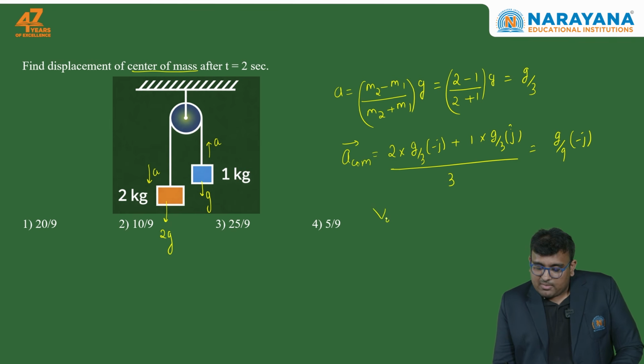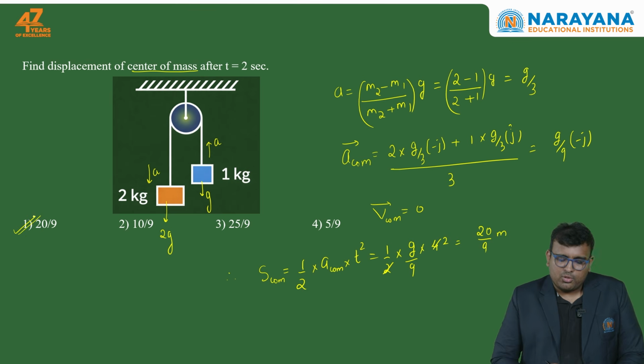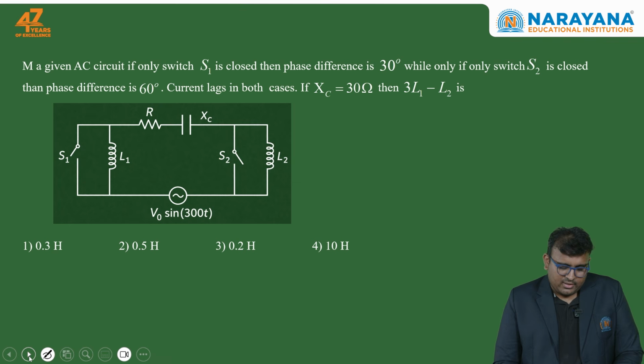Now initially the center of mass velocity is 0. Assuming that, I can say the displacement of the center of mass will be none other than half into a_COM into t square. So that will be half into a_CM, which is g by 9, into t square, which is 4. So we got that answer as 2, that will be 20 upon 9 meter. So the correct answer will be coming out to be 1. Let's go on to the next question.